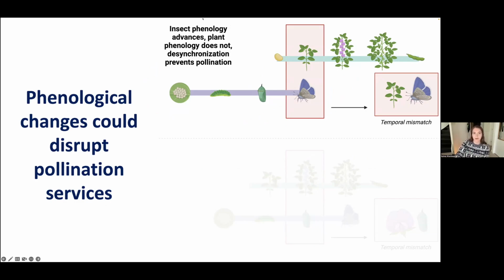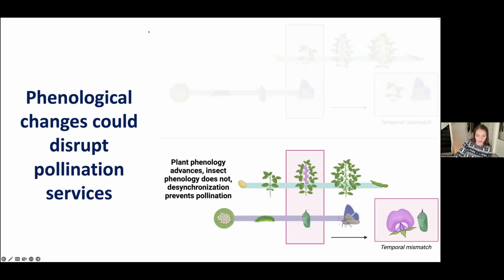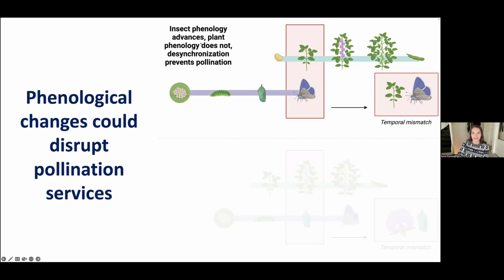So in the case of plant-pollinator interaction, sorry, I'm wondering if I can move that little bar. I don't think I can. Hopefully everyone can see this here.